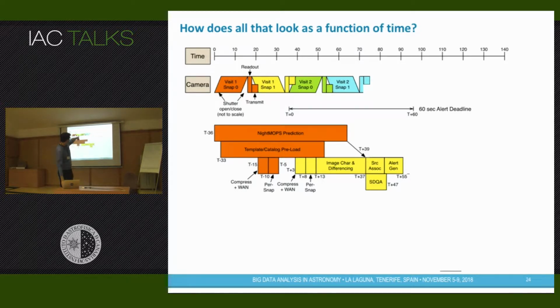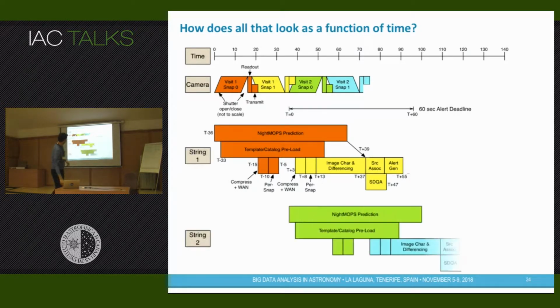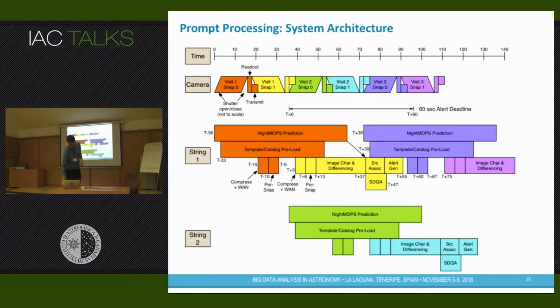So then we have a problem, because this takes longer. Well, thankfully, we can buy more computers. So we have another pipeline that's running in parallel and ready to process the next image, and so on and so on. So these are the kinds of things you worry about when you're building systems like this, and something similar is done for ZTF as well.